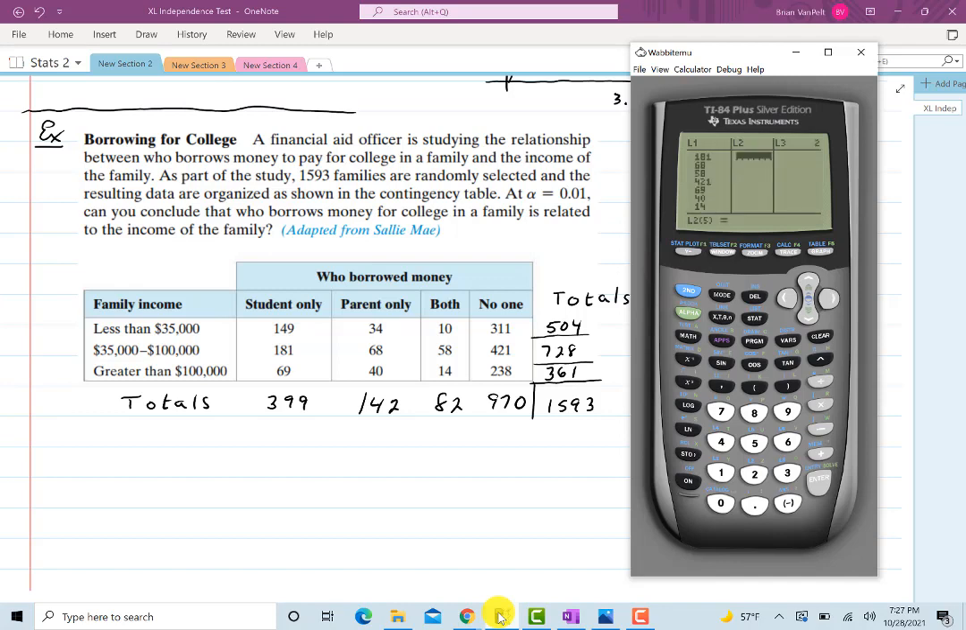All right, so I've got my observed in. Now, for the expecteds, look what you can do. I'm going to overwrite these, so I want to get to my first one. Remember, if I want the expected for this first spot, I need to take this row total, multiply it by this column total, and then divide by 1593. You can actually type it in. Let me do the row total first, the 504. So I can go 504 times 399 divided by 1593, and it'll do it all for you.